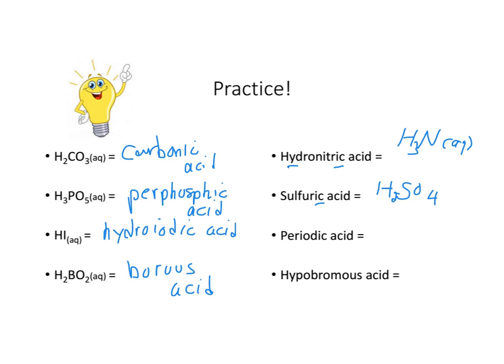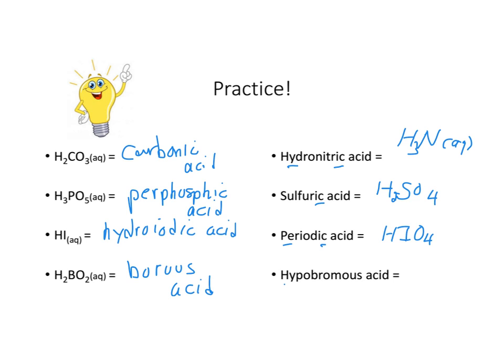Next, we have periodic acid. Again, it has a suffix of ic, but a prefix of per, so that means it came from periodate. And the chemical formula for periodate is IO4. And IO4, if you check on the periodic table, is 1-. That means we need 1 hydrogen to balance off the charge. So the formula for periodic acid is HIO4.